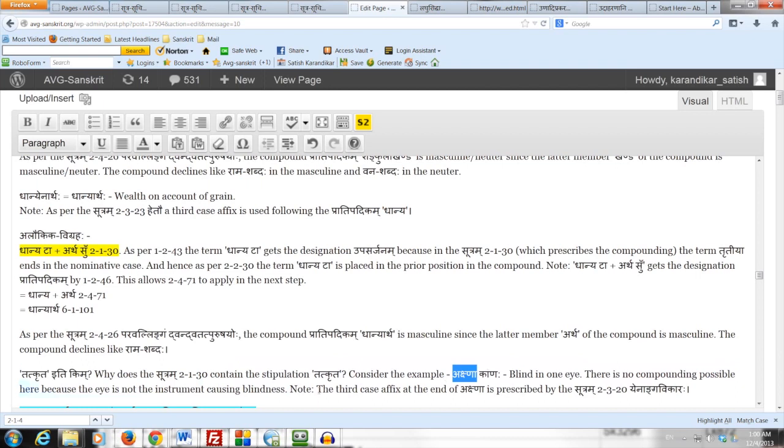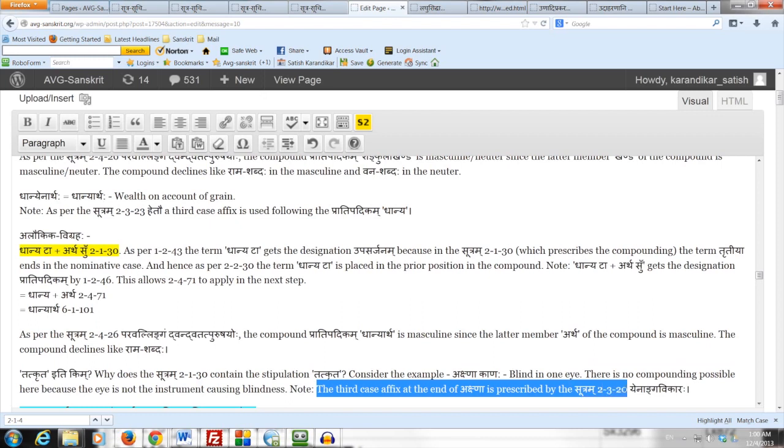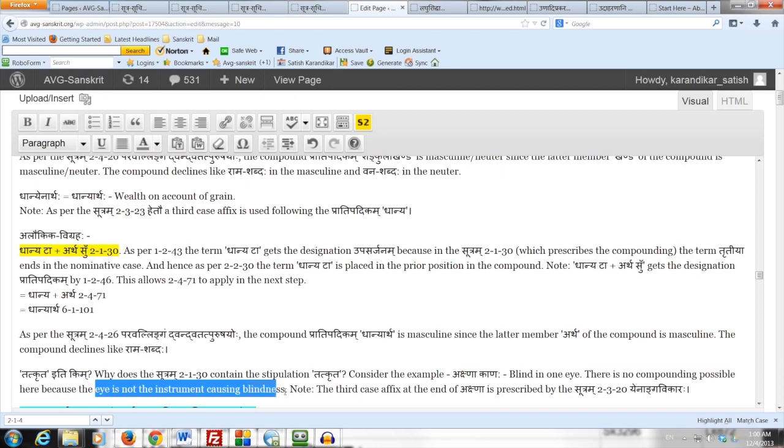Instead, the third case affix at the end of akshna is prescribed by the Sutram 2.3.20, yenanga vikaraha. The point is that since the eye is not the instrument causing the blindness, the condition tatkritena is not satisfied, and therefore the Sutram 2.1.30 cannot apply. There is no compounding possible here.